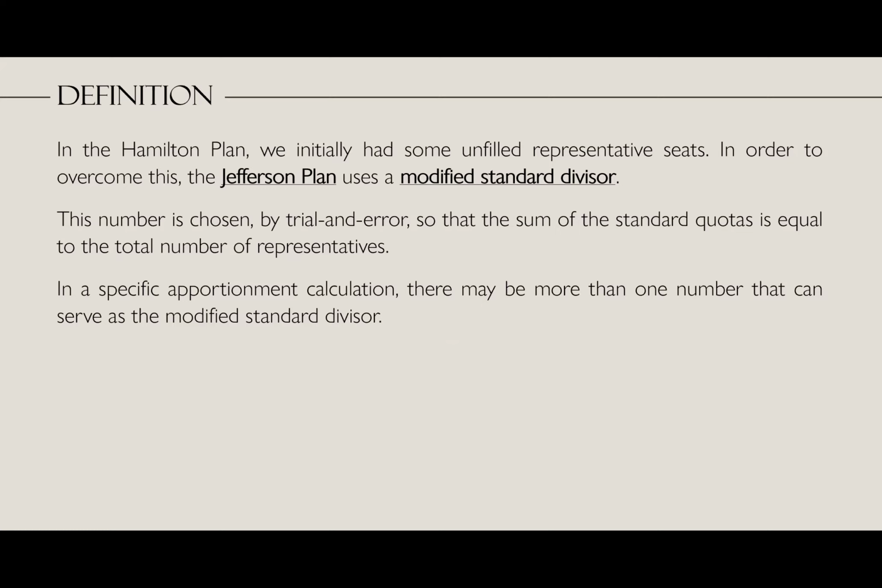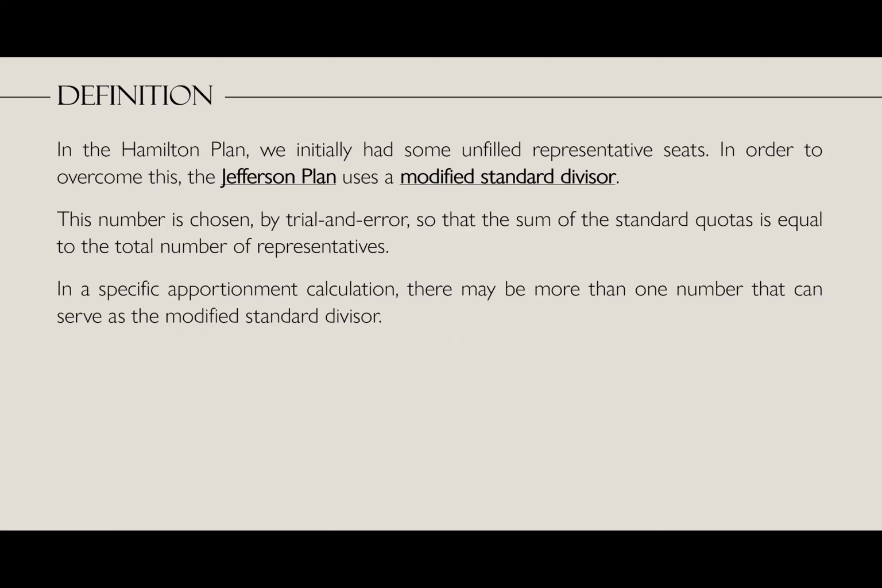So, this modified standard divisor said instead of doing these calculations to get the standard divisor, we're going to do some trial and error. In other words, we almost have the exact same process, but we guess, in a sense, the standard divisor. And one thing about this Jefferson method is that we could possibly be using more than one modified standard divisor that will work.